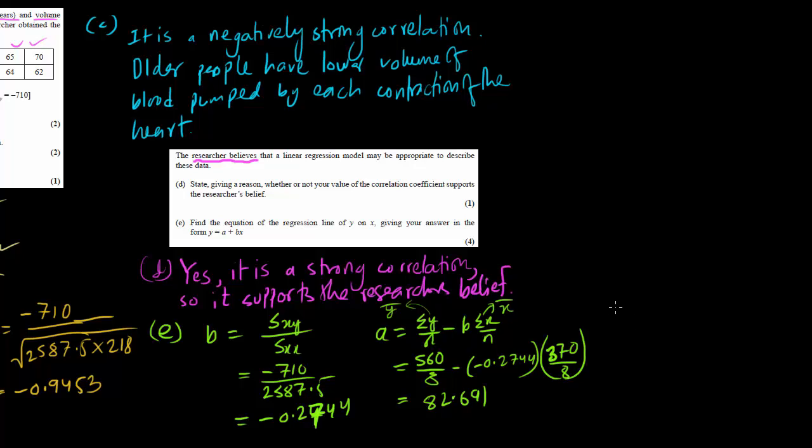So let's write down the equation. The equation would be y equals, a is 82.691, minus 0.2744x. That is the regression equation. They didn't tell us to write down the answer in a particular format, 3 significant figures or 1 decimal place. So it is all right how we write the equation.